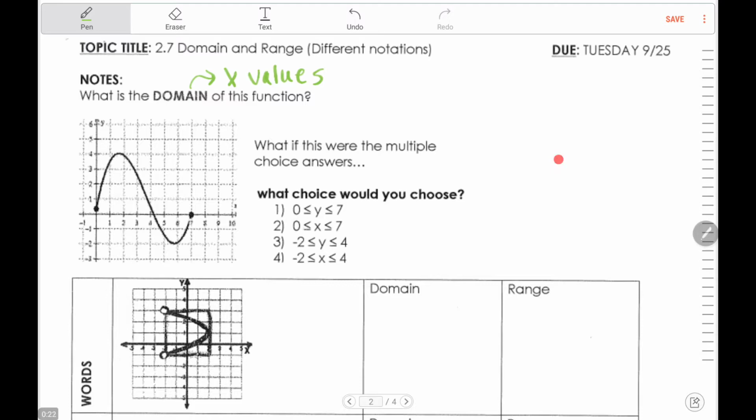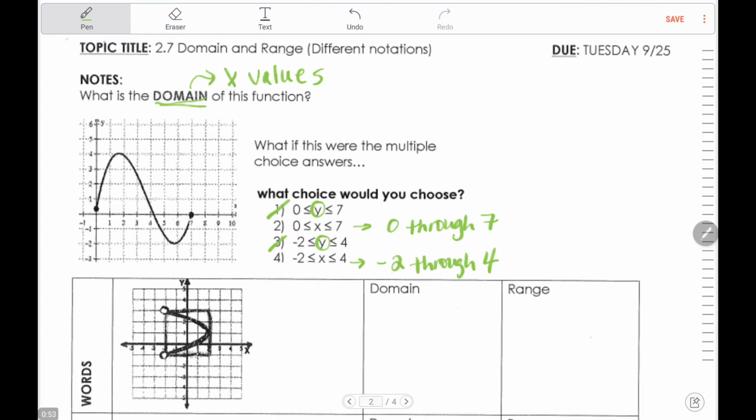Well, first of all, let's look at our answer choices. Right away, I can eliminate answer choice 1 and answer choice 3 because they have the y's. Those are talking about range, not domain. So we can eliminate those two. Let's look at answer choice 2. It says 0 less than or equal to x less than or equal to 7. This is another way of saying 0 through 7. And answer choice 4 is just saying -2 through 4.